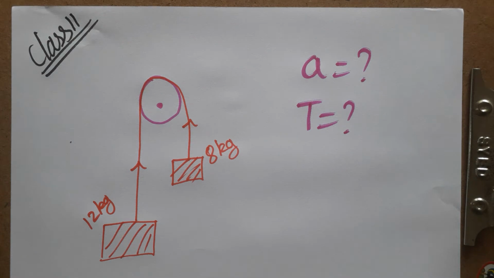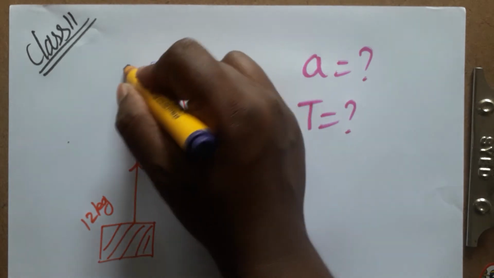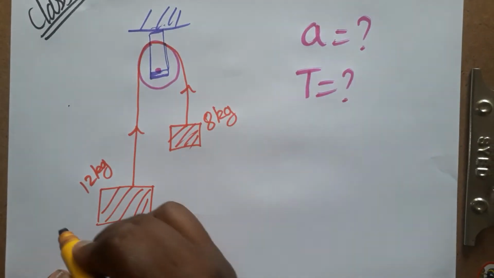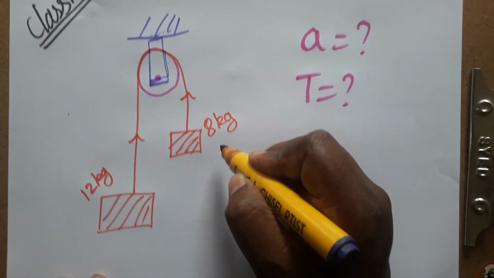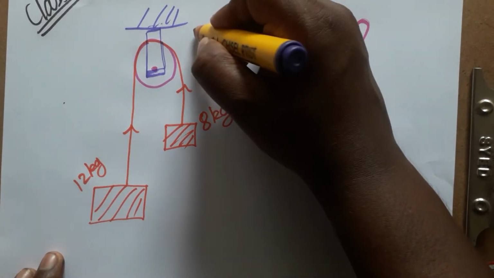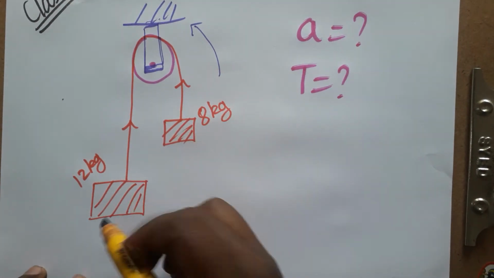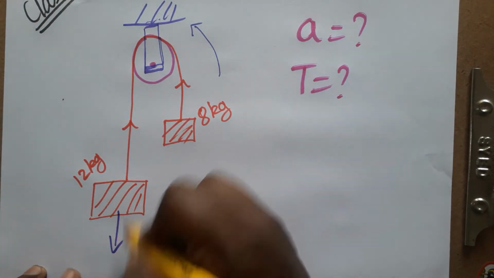Okay, see here in the pulley, two sides we have, it is a fixed pulley. On the two sides we have two different masses. One side is 12 kg, another side is 8 kg. Okay, so the pulley system is going to move this side, because this weight is greater than this weight. So this weight is going to act downwards.